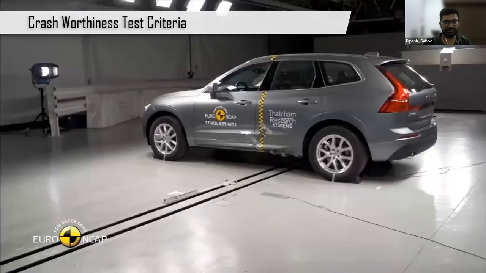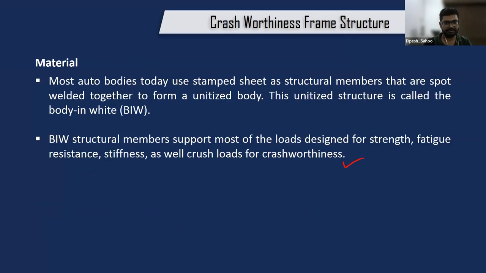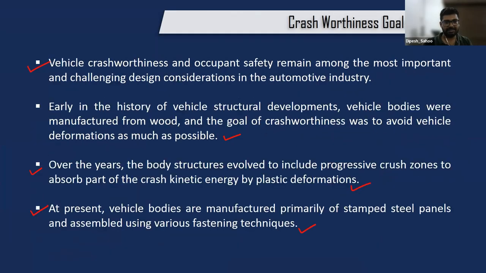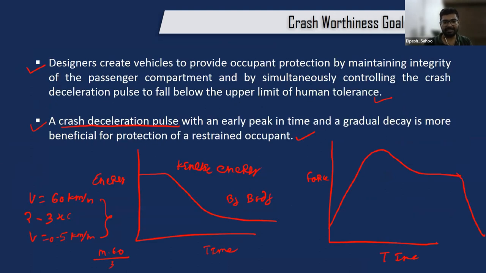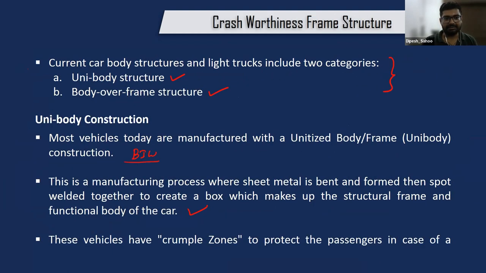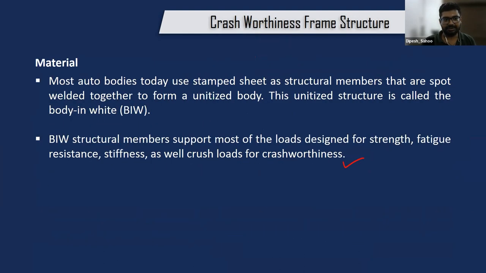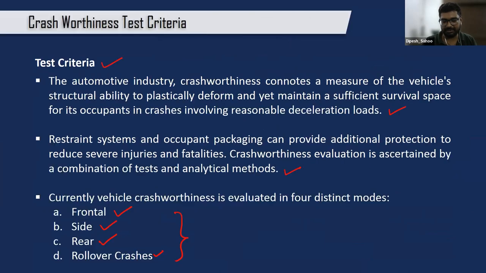So what are the things that we have covered? First, what is crashworthiness? How vehicles were manufactured previously and how they are manufactured now to handle crash. How the kinetic energy, or crash deceleration pulses, are used so that we can have an efficient crash. Then the unibody structure and body-over-frame structure, and the materials used: generally stamped sheet metals, high strength steels and high strength aluminiums are used for BIW.